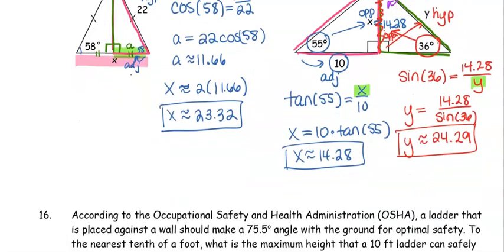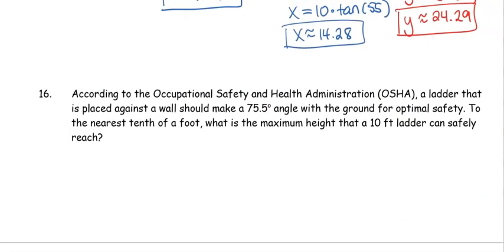All right, the last one here. According to the Occupational Safety and Health Administration, OSHA, a ladder placed against a wall should make a 75.5 angle with the ground for optimal safety. Because if it's too steep, it could be hard. To the nearest tenth of a foot, what is the maximum height that a 10-foot ladder can safely reach? So we think about all those important things. This angle is being made with the ground. The maximum height that the ladder can reach is 10.